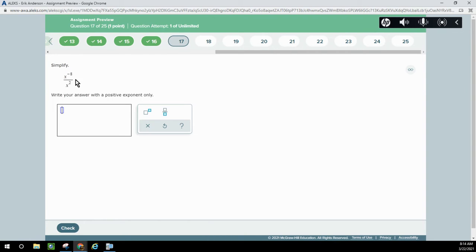Question 16. X to the negative eighth can be moved to the bottom. So this would be 1 over x to the eighth times x squared. Then, since these are being multiplied, we would add their exponents, and 8 plus 2 is 10. So this is 1 over x to the 10th.